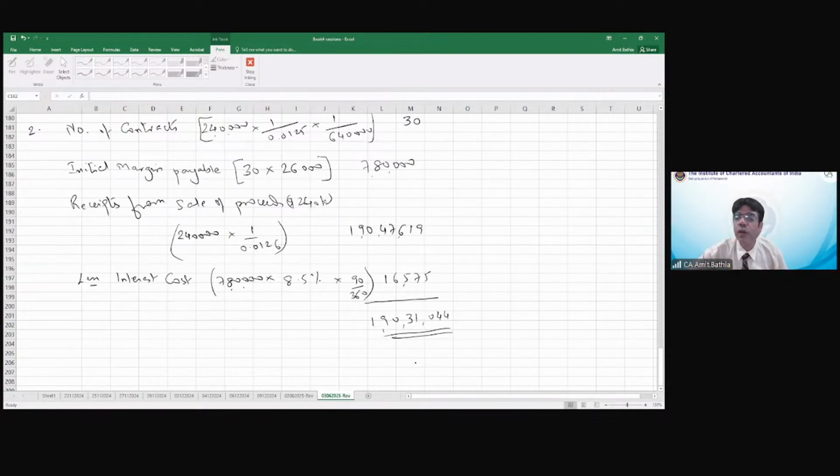So here, forward will be the way to go. Now remember here, you will need to mention over here, because it carries marks, that forward contract provides maximum, you can say optimum proceeds.